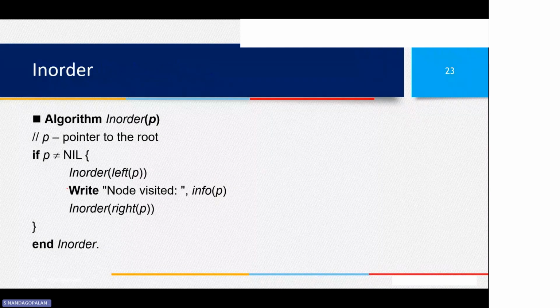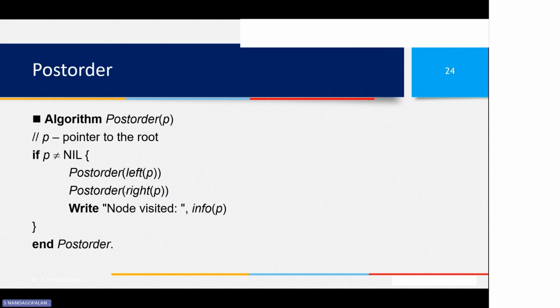In-order: push this right in between, that means left and then right. And post-order: push this towards the end. So left traversal, right traversal, and then print the root.